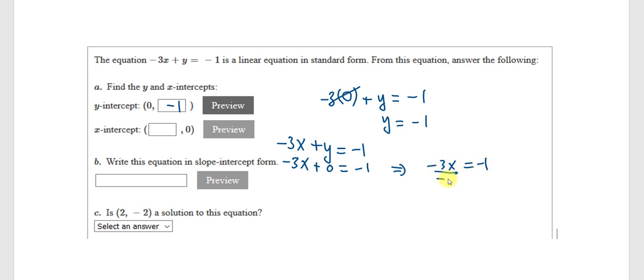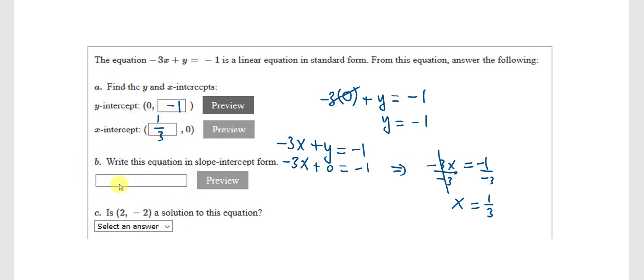So divide both sides by minus 3. You solve for x. The minus signs cancel out, so you get plus, so 1 over 3. Just to recap, to find the y-intercept, we let x be 0 and solve for y. To find the x-intercept, you let y be 0 and solve for x.